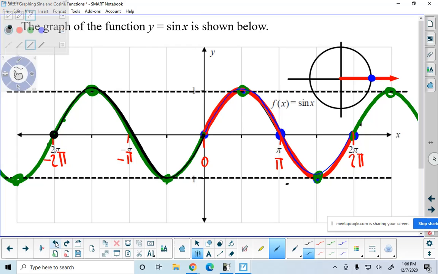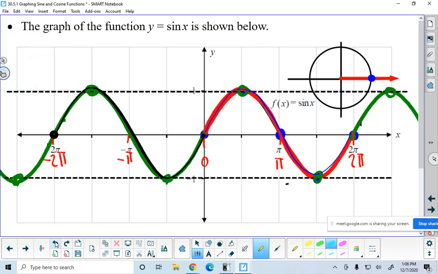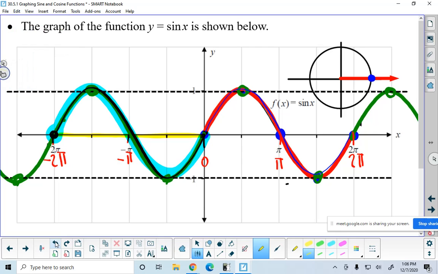I guess I'll use a highlighter. It's not showing up very well on my monitor. What is the horizontal distance from here to here? Well, a horizontal distance would be this. And you can see that it's 2 pi. So over a horizontal distance of 2 pi, the thing has a complete cycle. This is a horizontal distance of 2 pi.